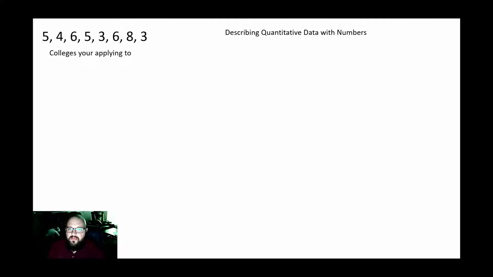Now these are just random numbers of colleges you're applying to. We did a random survey and we got these values right here. I believe we got 8 people there, so let's do it that way. So to find the mean, hopefully you guys are pretty understanding with the mean.